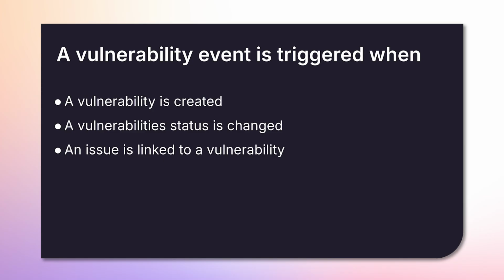And today, I'm going to go over one of the newly released features in GitLab 17.8. Today, I'll be covering how to add vulnerabilities as supported webhook events. Now, let's get started. Vulnerability events are triggered when a vulnerability is created, a vulnerability status is changed, and an issue is linked to a vulnerability. This will allow you to automate and integrate with external resources.